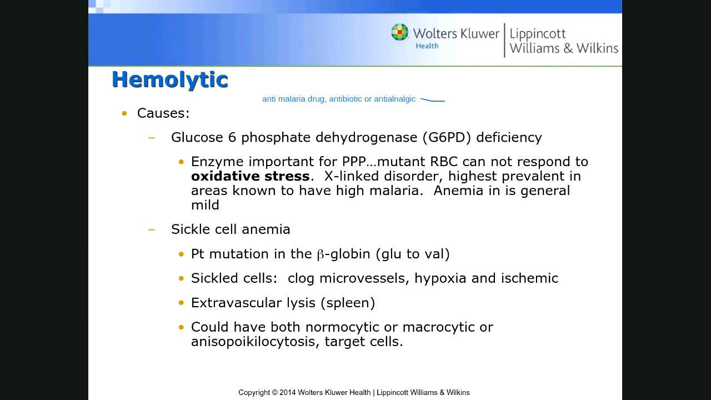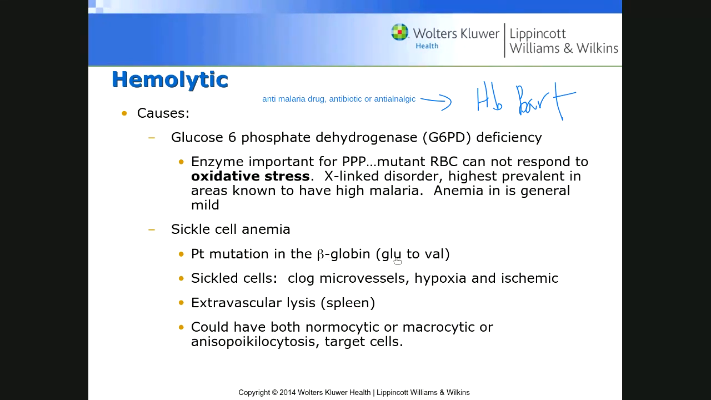Oh yeah, hemoglobin Bart, right? Another type of hemolytic anemia is sickle cell anemia. Sickle cell anemia has a defect in the globin gene.